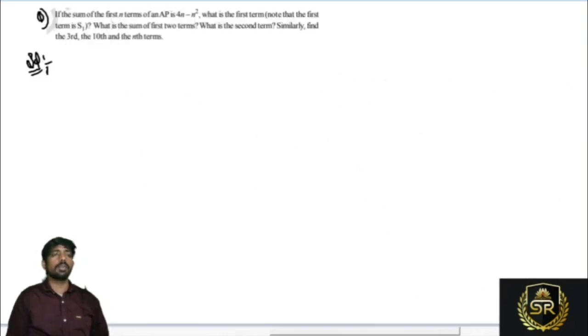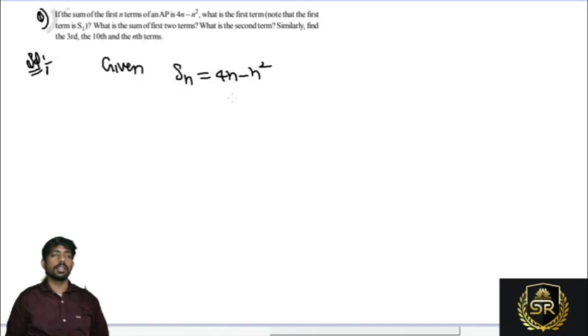So here we have the sum of the first n terms of an AP given. Given is the sum of first n terms, Sn is equal to 4n minus n square. What is the first term? And what is the sum of the first two terms? And what is the second term? Similarly, find the third, 10th and nth term, it is asking.